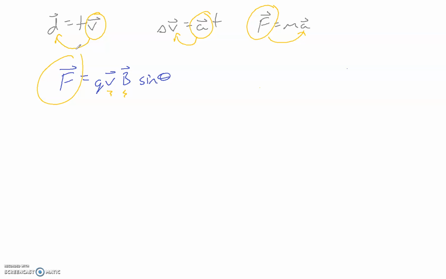Now, because you have two directions, the velocity and the magnetic field, and one can't take priority over the other, the force cannot be in the direction of either one of those two. Which means if the magnetic field is going one way and the velocity is going another way, the force can't be in the direction of either one of those two. It has to go in the third direction. So that means that this has to actually be in the third dimension compared to the other two.